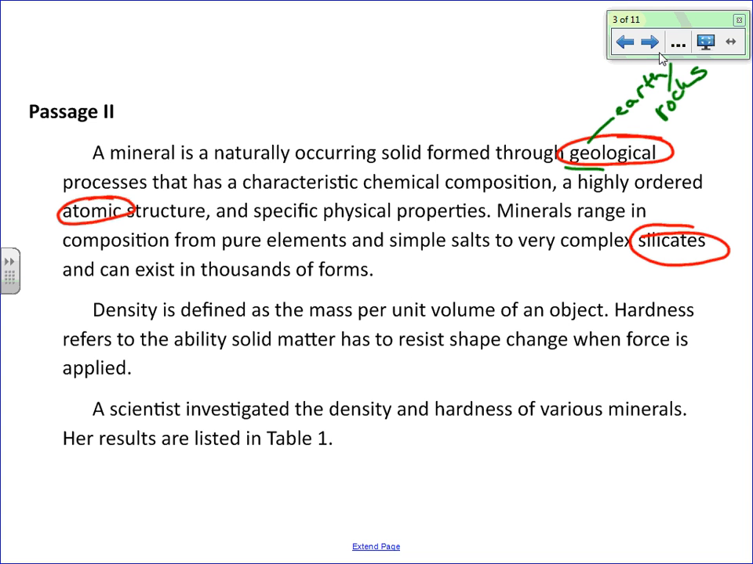A type of, it's even smaller than a cell. Even smaller. All right. An atom is what you studied in chemistry all the time last year. An atom is the smallest amount of a substance. So when we're talking about atomic structure, we're talking about the arrangement of atoms in a substance. Most minerals have a very regular arrangement.